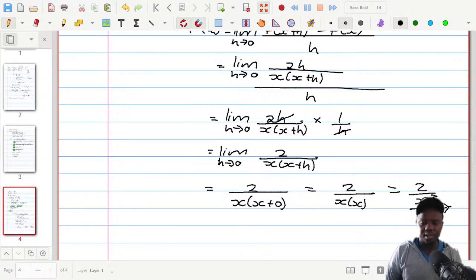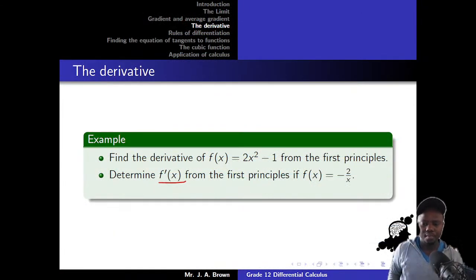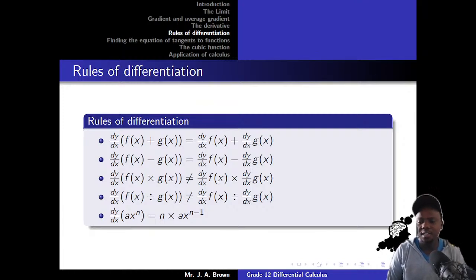Now, let's look at the next question. In our next question, okay, there is no next question. Nevertheless, let's move on to the next section, the rules of differentiation or the laws of differentiation.